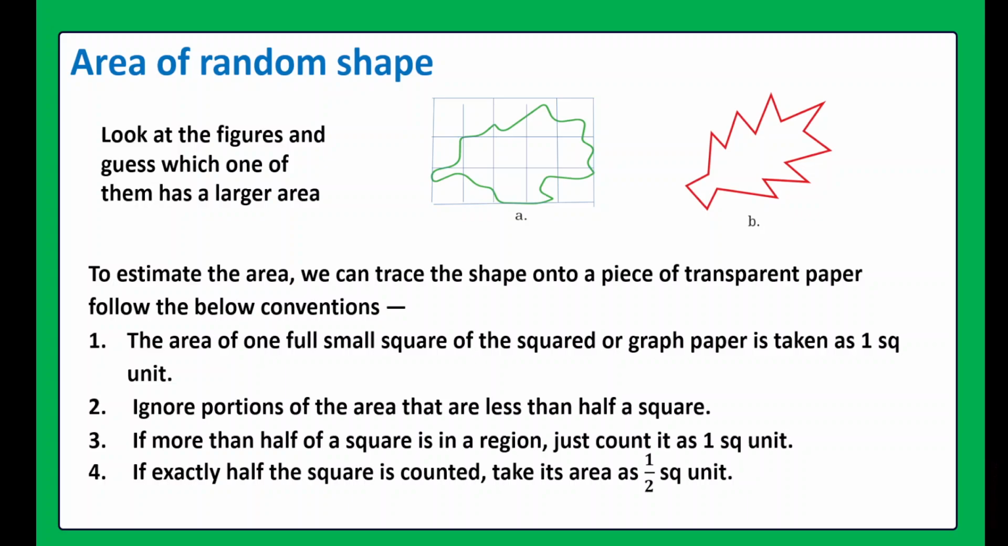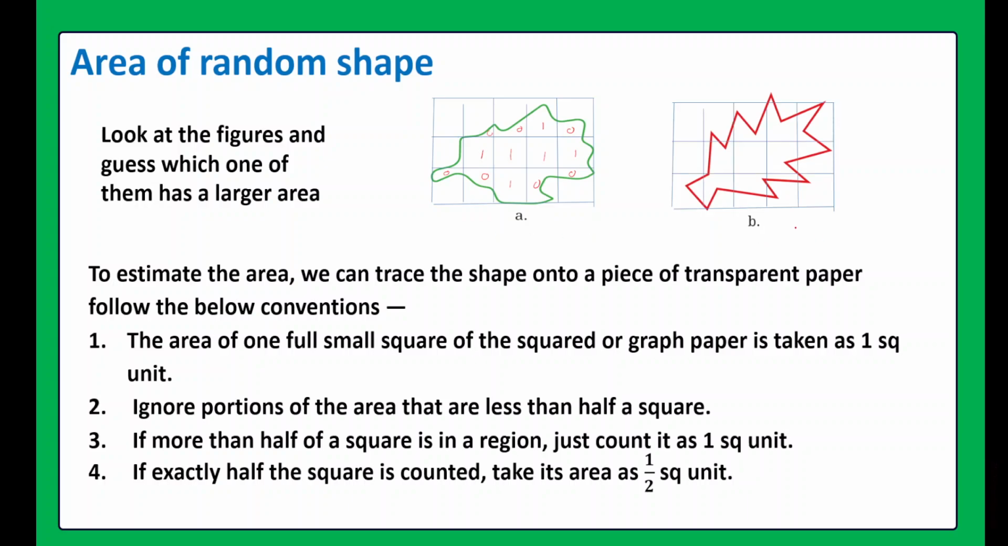Let us see picture 1, figure A. Here we observe this is fully 1 square. This is also 1. This is 0. This is 0. This is 0. This is more than half, so 1. This is less than half, so we can consider this as 0. Similarly, if we estimate here, 1, 1, 1, 4, 1, 5, 6. Therefore, this area is 6 square units.